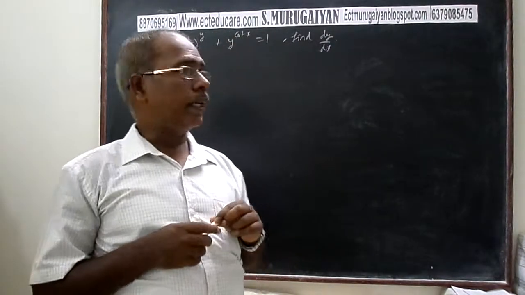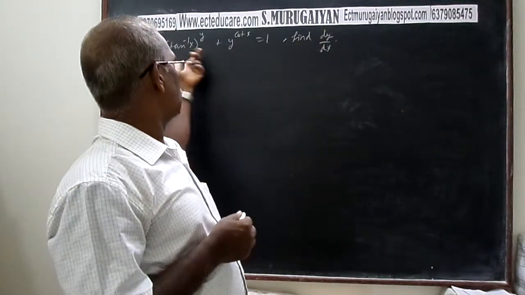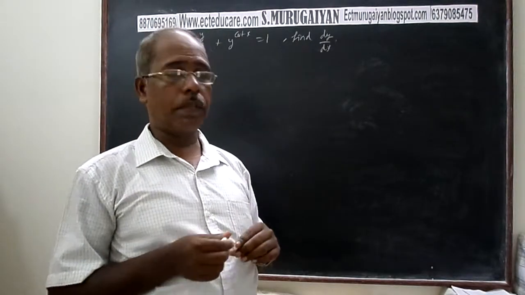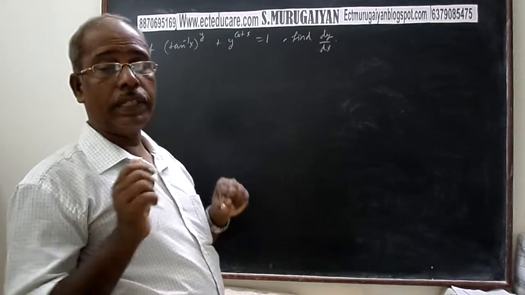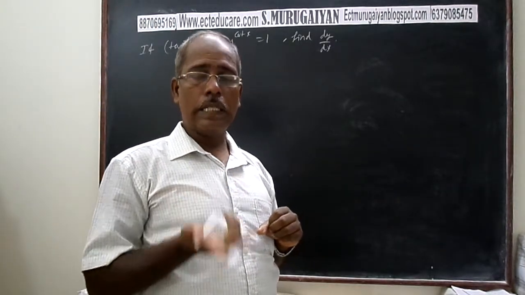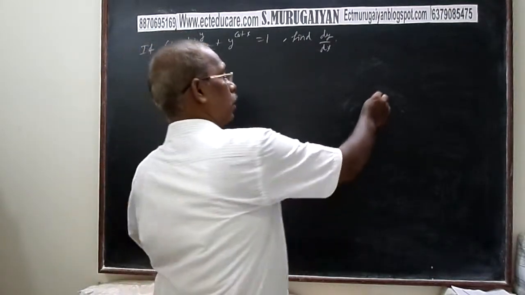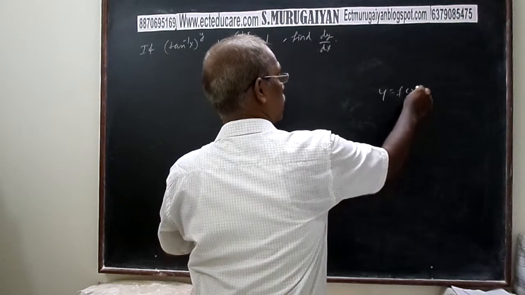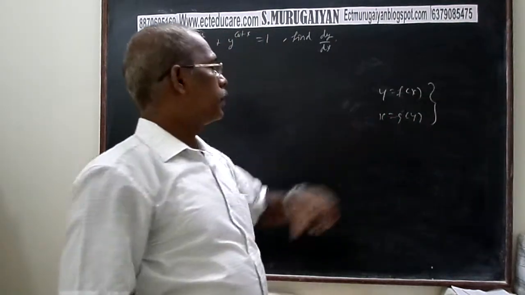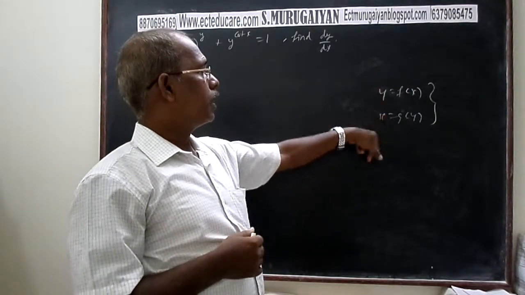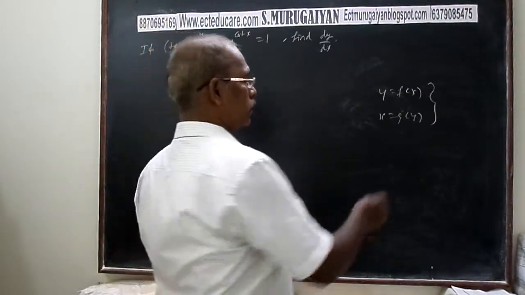Hello students, today we will discuss a few questions to find dy by dx. This is the given function, an implicit type of function. We cannot separate y and x, and we cannot write y in terms of x or x in terms of y. Any function of the form y equals f of x or x equals g of y is generally known as an explicit function. Whenever the separation between two variables is not possible, we call it an implicit function.